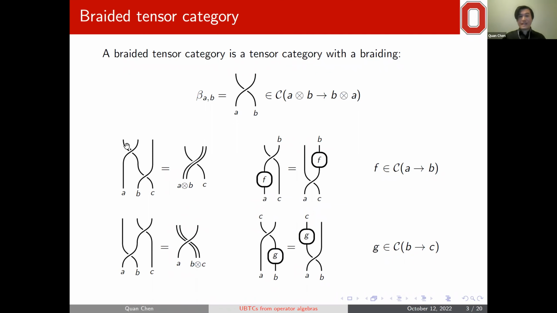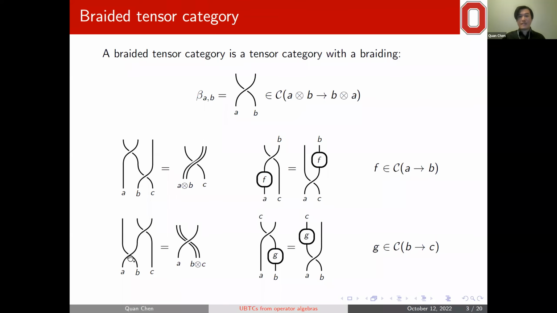means if you braid A and C, you braid B and C first, and then braid A and C second, it should be same as you regard A tensor B as a single object, and this object braided with C. And also the naturality: for a morphism F from A to B, going from A to B by F, and then braid B and C, should be same as you braid A and C first, and then go from A to B by F. All right.